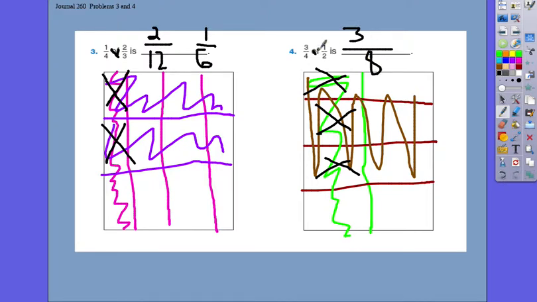Once again, we can do it by multiplying. Of means multiply. Multiply straight across. 3 times 1 is 3. 4 times 2 is 8.